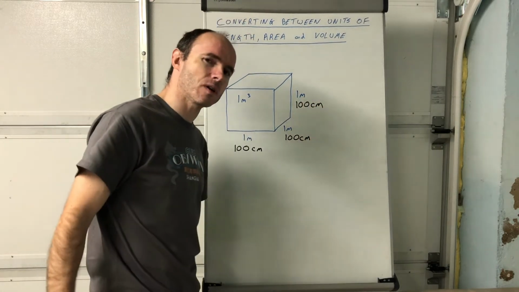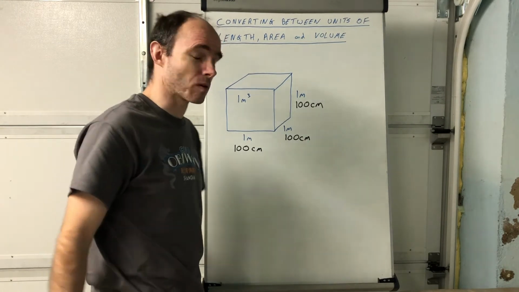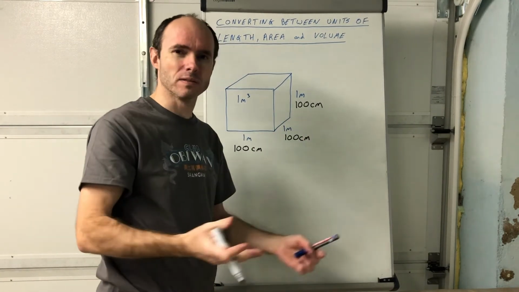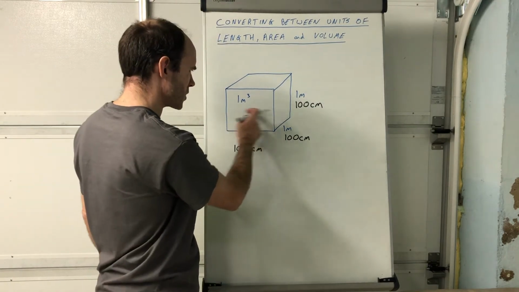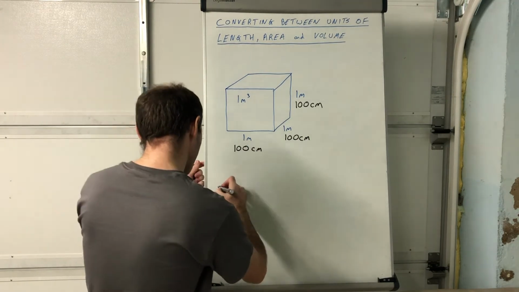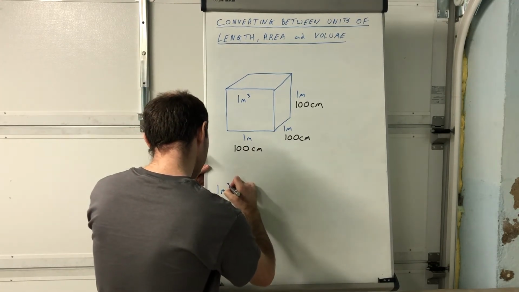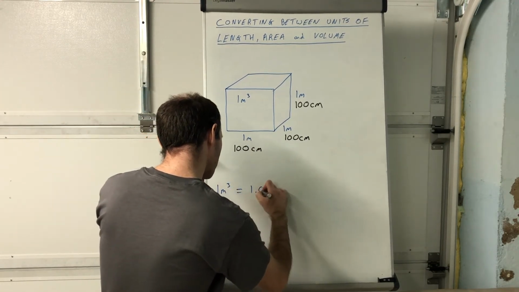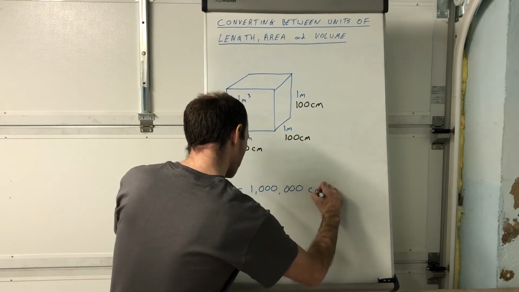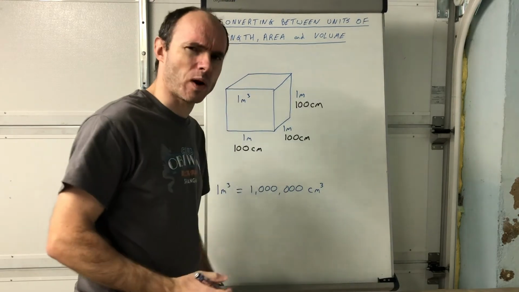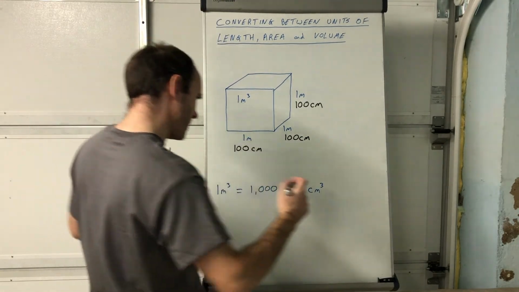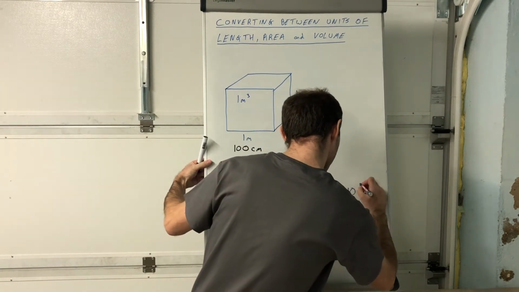So what's the volume going to be in cubic centimetres? Well, it's going to be 100 times 100 times 100, which is 1,000,000. Okay, I might not be able to squeeze it all in there, so I'm going to write it underneath, if you don't mind. So 1 cubic metre is the same as 1,000,000 cubic centimetres, which is quite a lot, isn't it? And in standard form that will be 10 to the power of 6.